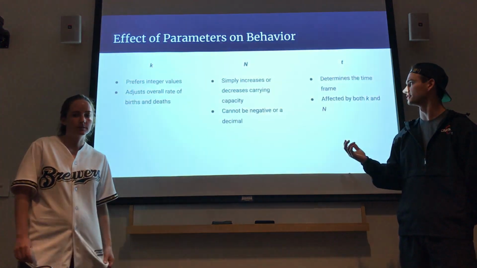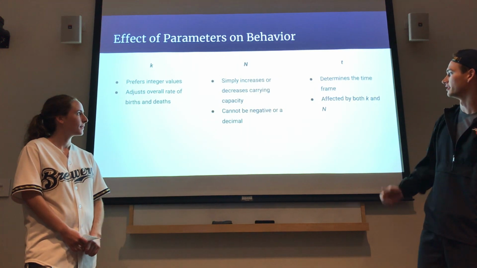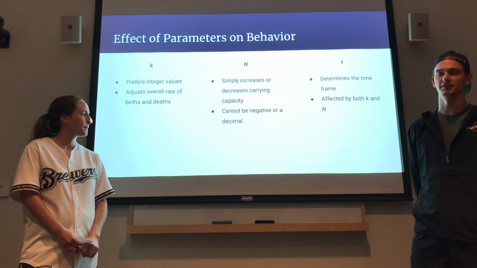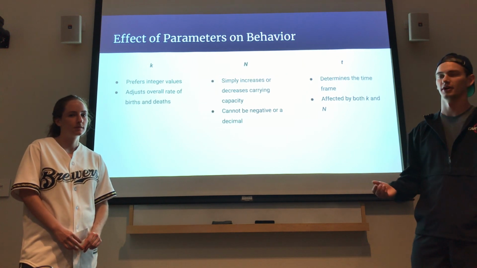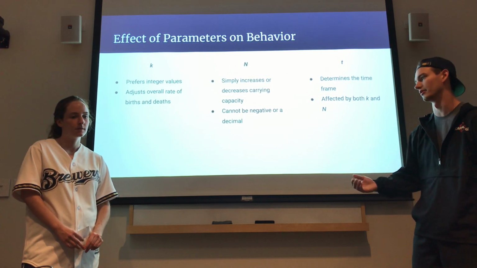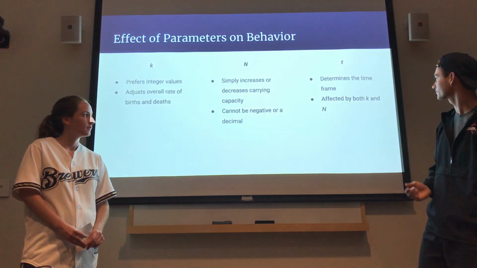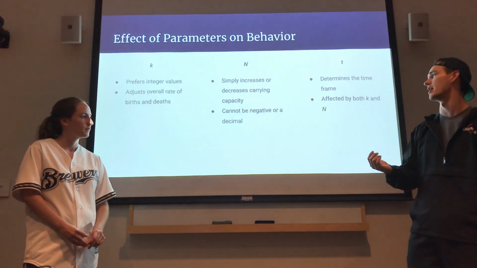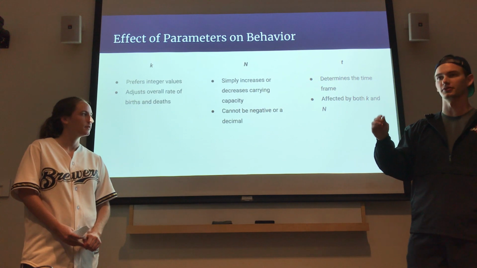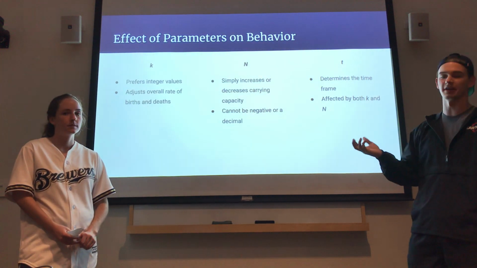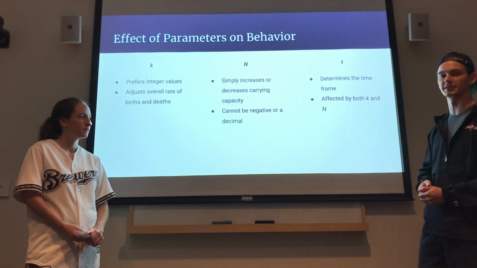N is the carrying capacity, and that simply increases or decreases the carrying capacity. It cannot be a negative or a decimal because that would go against the model of the system. You couldn't have a quarter of a grasshopper or a budworm. And then T determines the time frame overall, and it's actually affected by both K and N. If K is larger, T would go down because the population can grow quicker, and if N goes up, the carrying capacity raises, so it takes longer for the budworms to reproduce and hit that carrying capacity.